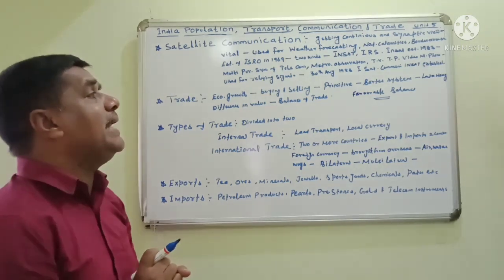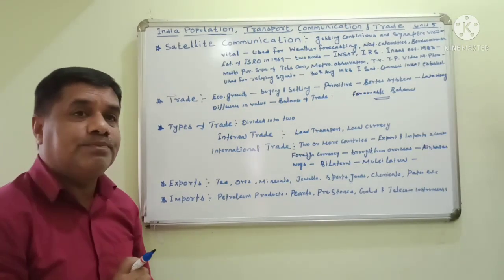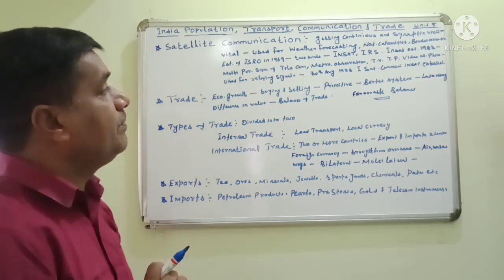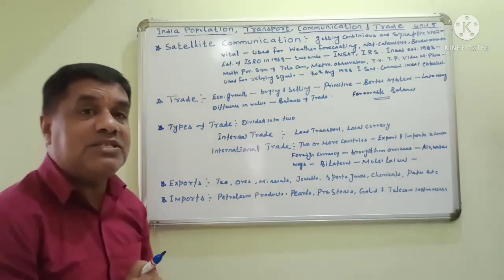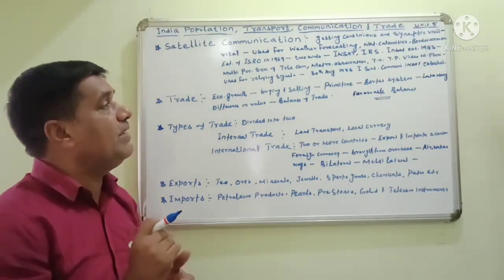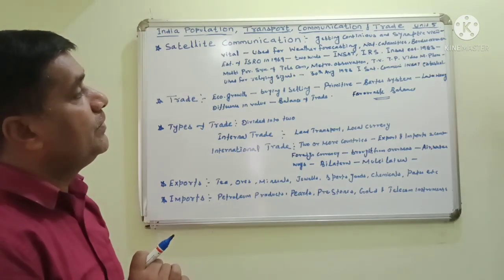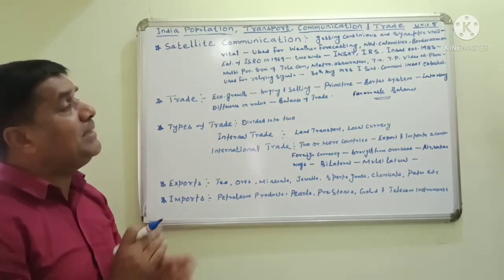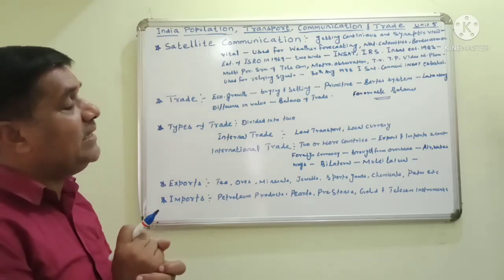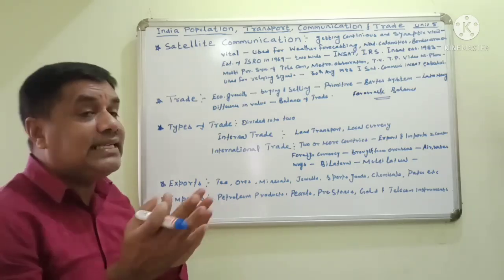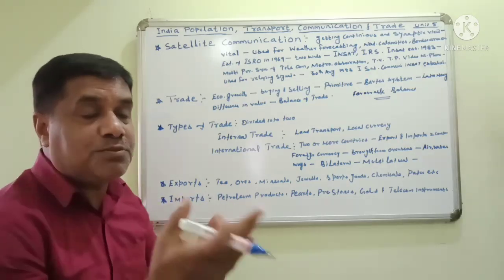The primitive man used the barter system. What is the barter system? The exchange of goods is known as the barter system. The primitive man used the barter system initially. Later, they used money for export and import.